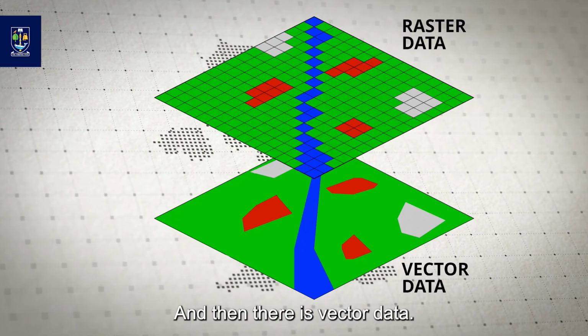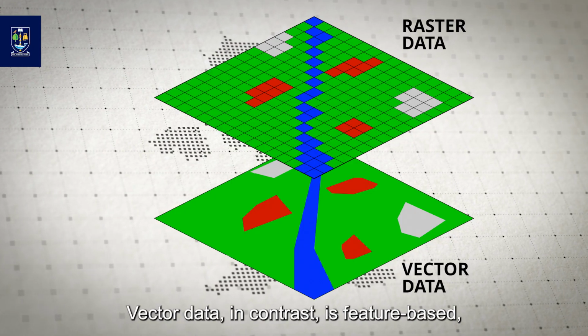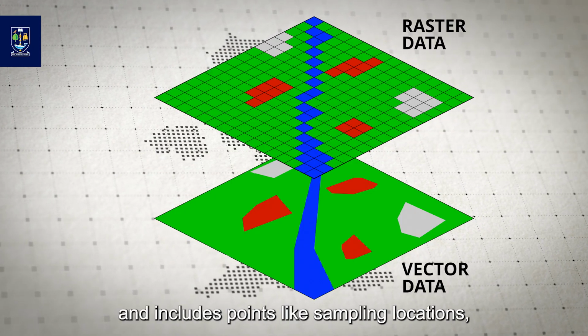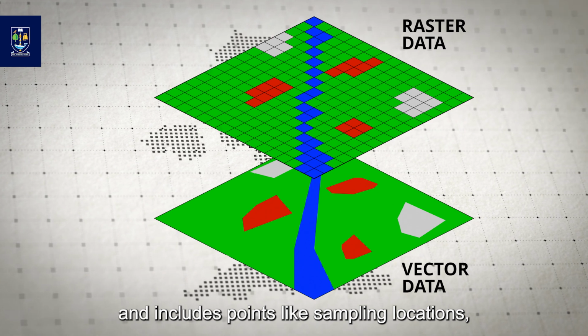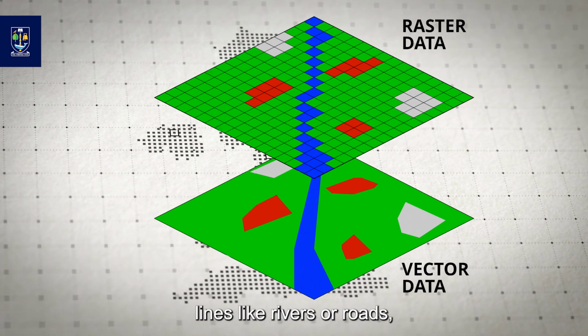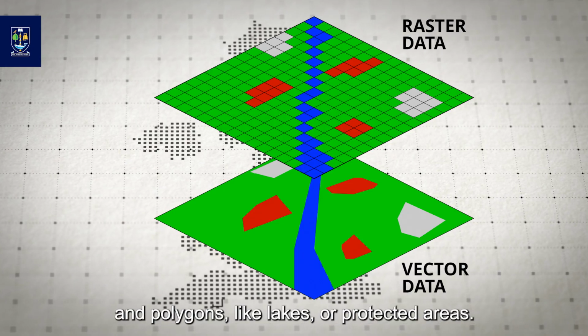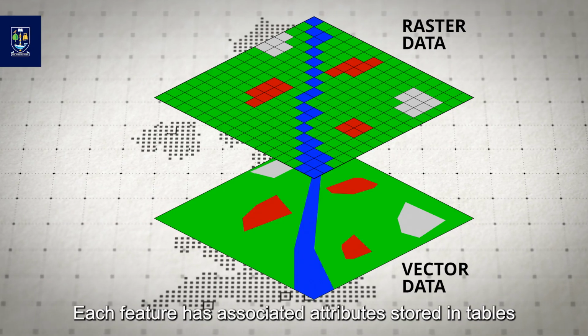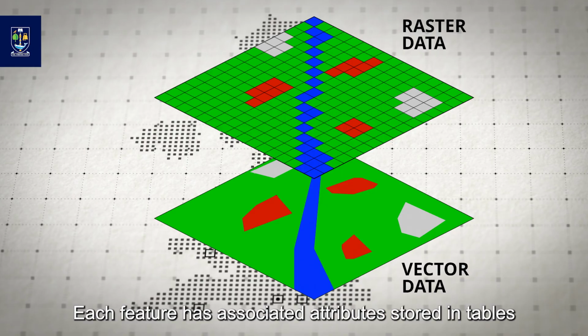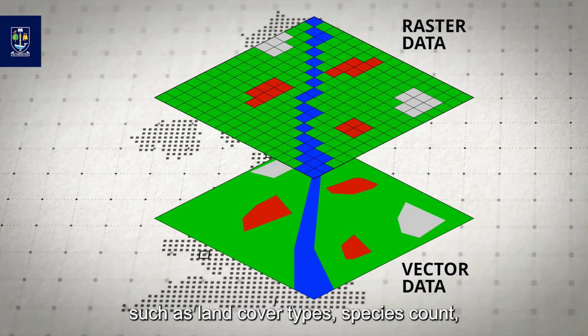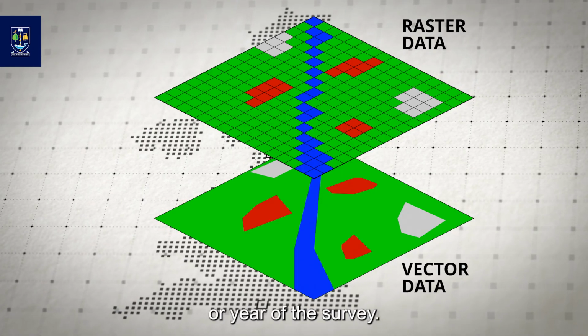And then there is vector data. Vector data, in contrast, is feature-based and includes points like sampling locations, lines like rivers or roads, and polygons like lakes or protected areas. Each feature has associated attributes stored in tables, such as land cover types, species counts, or years of the survey.